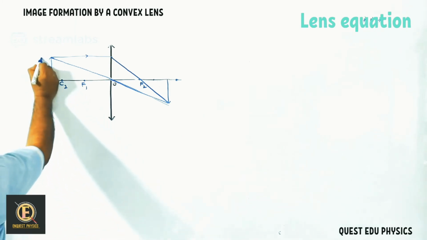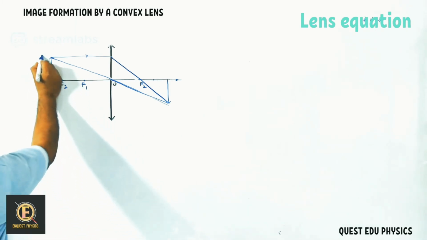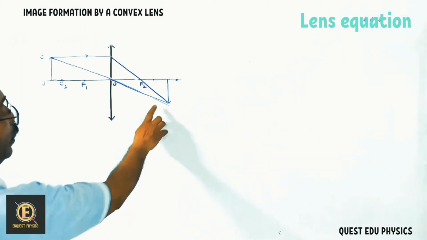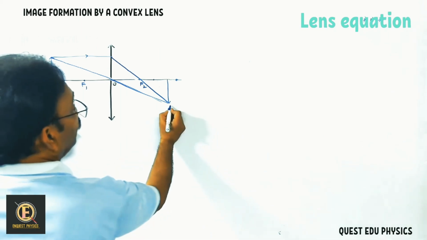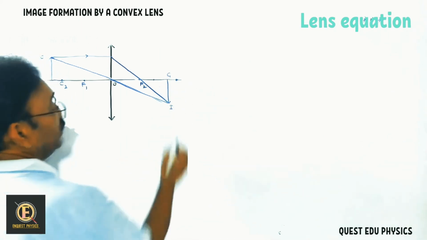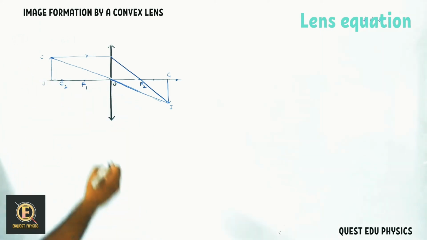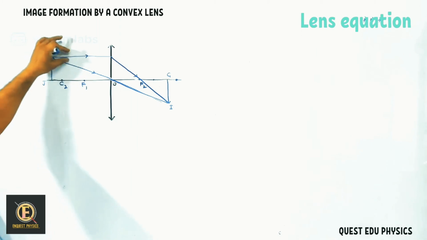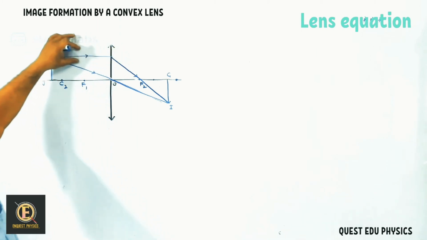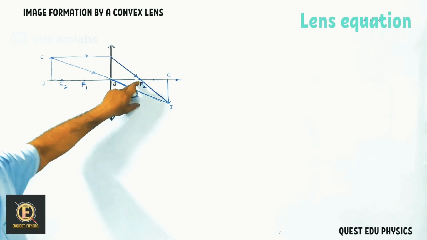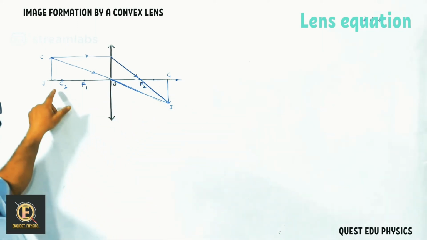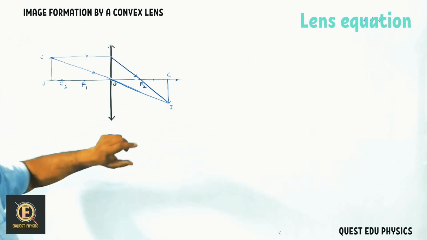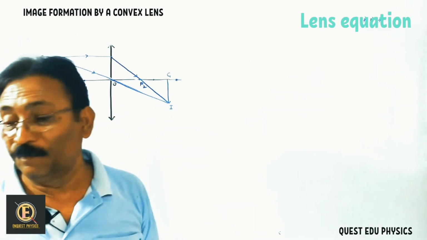If you say it is the object OJ, and we are calling the image IG. It is the image which is IG. OJ is the object. I am showing, as you know that it doesn't deviate, but the ray parallel to the principal axis always gets refracted and passes through the focus. You see, remember this thing to make the diagram very easy.